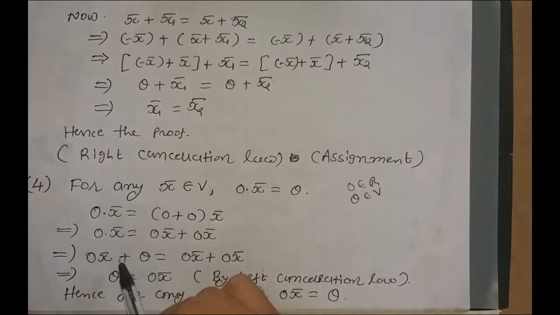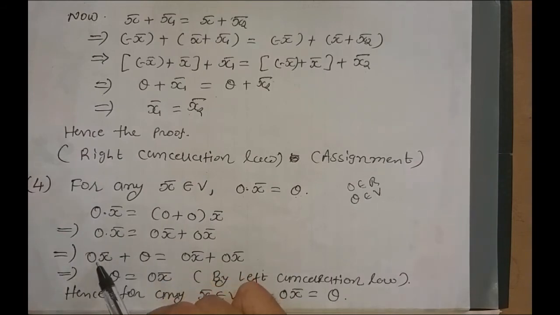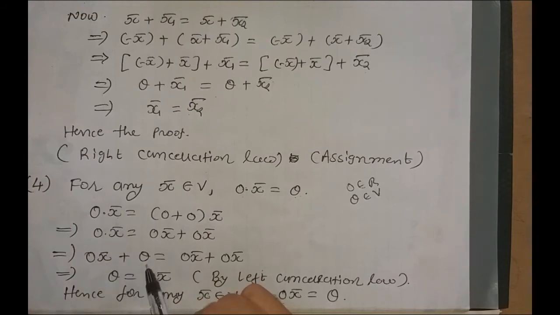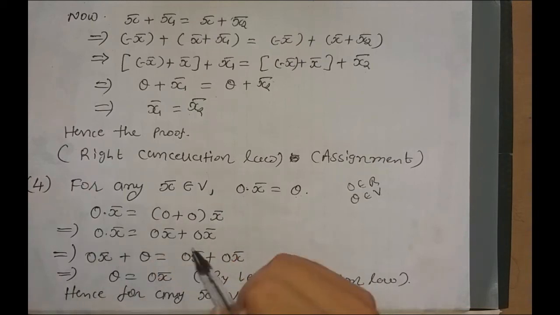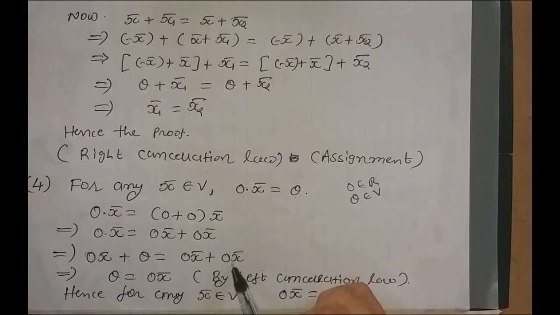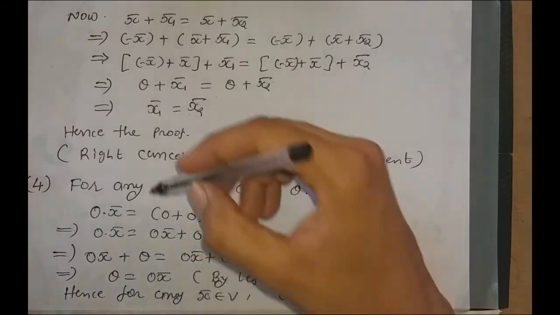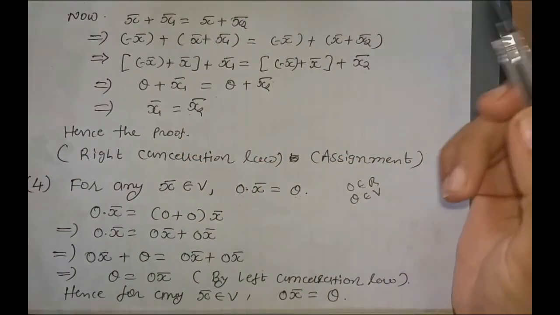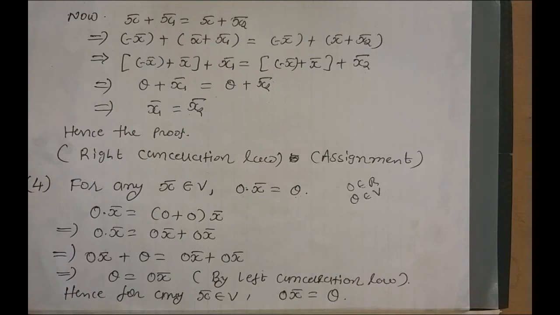Now we can add the 0 vector to any vector. So 0x bar plus theta is equal to 0x bar plus 0x bar. Now when we apply the left cancellation law, 0x bar cancels out with 0x bar. So by the left cancellation law we get 0x bar is equal to theta. This gives the proof that when we multiply any vector by 0, we get the 0 vector.